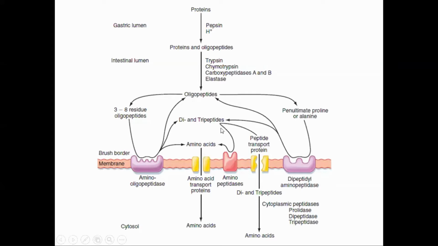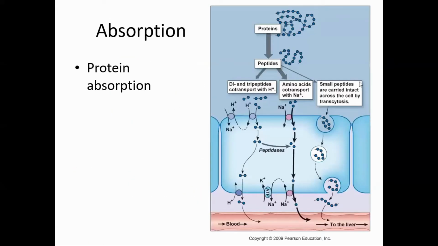Peptides are also transported through facilitated diffusion. So this is also the same figure. Proteins are converted into peptides, and amino acids are transported through the sodium amino acid transport. Small peptides are carried by transcytosis. Dipeptides and tripeptides are co-transported with hydrogen. Amino acids are transported through the sodium amino acid transport.